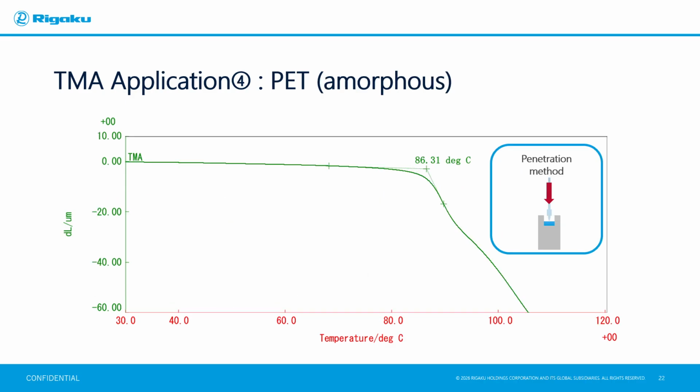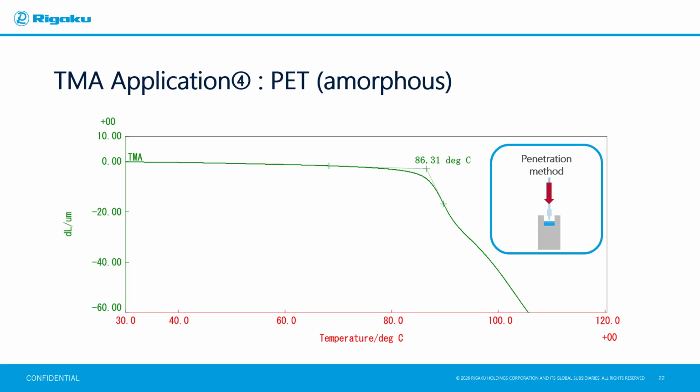Finally, we introduce a measurement example using the penetration method. In this case, the softening temperature of amorphous PET was measured. Look at the TMA curve. Amorphous PET began to shrink around 70 degrees Celsius, followed by a sharp increase in the shrinkage rate. Observe the sample softening. The softening temperature analyzed from the extrapolated temperature is 86 degrees Celsius.